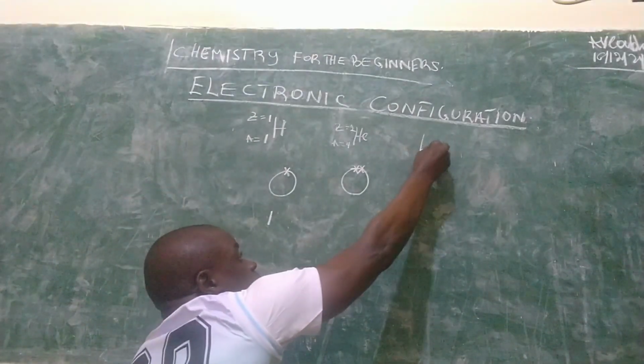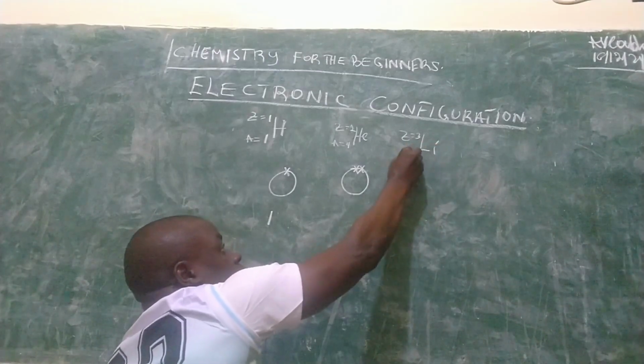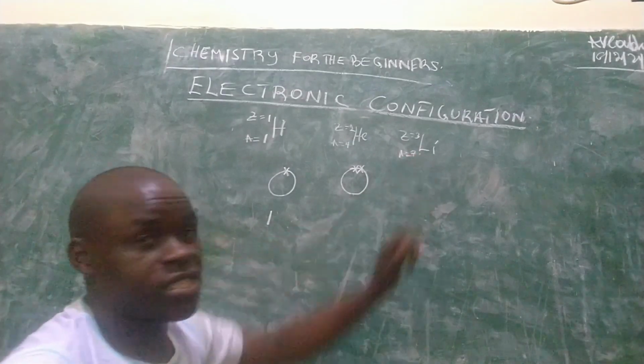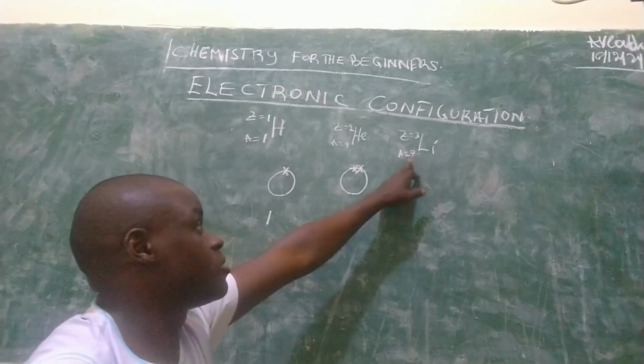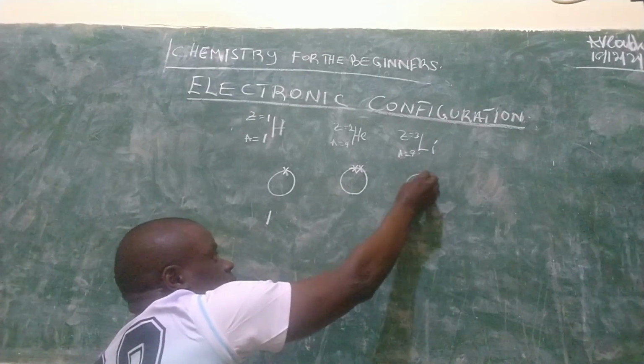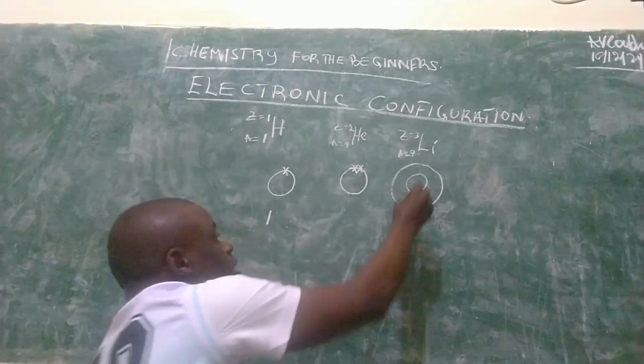It is, for example, lithium. Z of lithium is 3, where A is 7, for example. We round to 7. It is 6 point something, but we round to 7. So here we write it like this: first shell and the second shell, because it has 3.